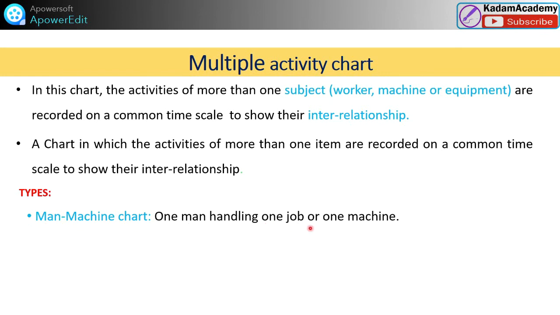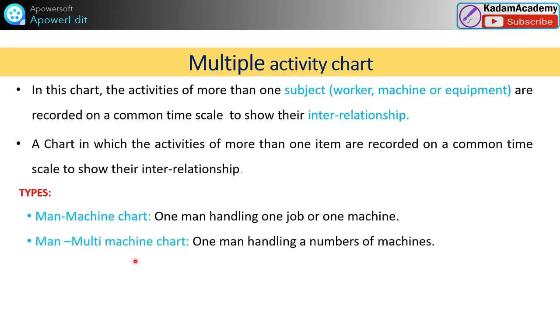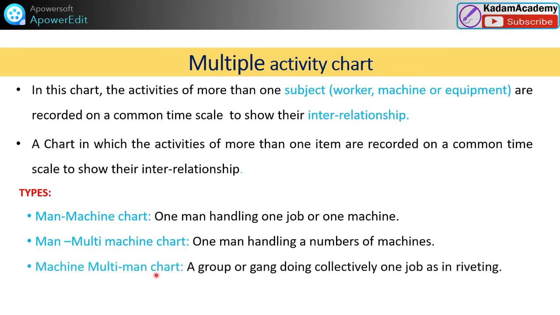Here, the man handling one job or one machine. That is the man-machine chart. Here, multi-machine chart: one man handling a number of machines. That is the man multi-machine chart. Here, machine multi-man chart means a group or gang doing collectively one job, as in waiting.